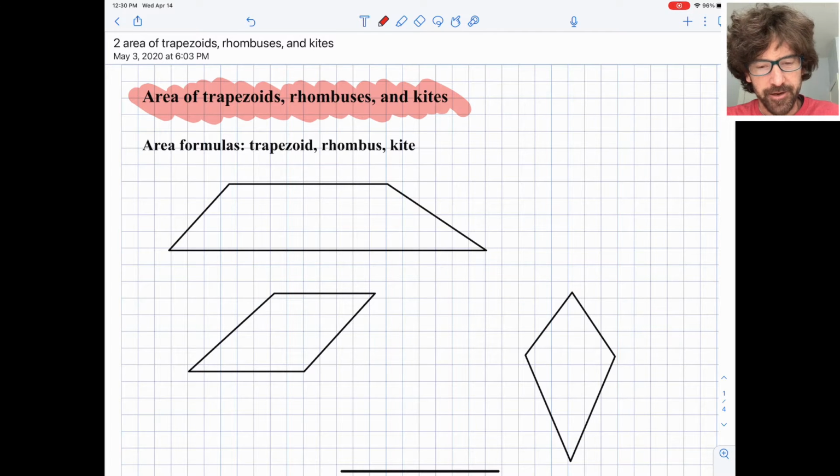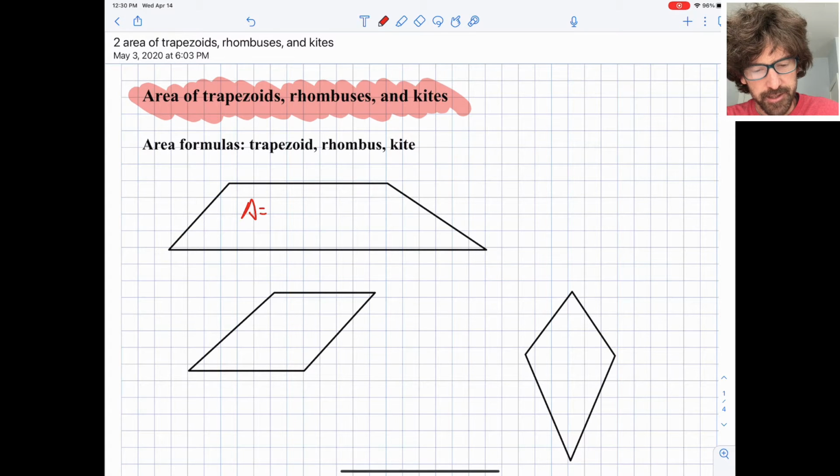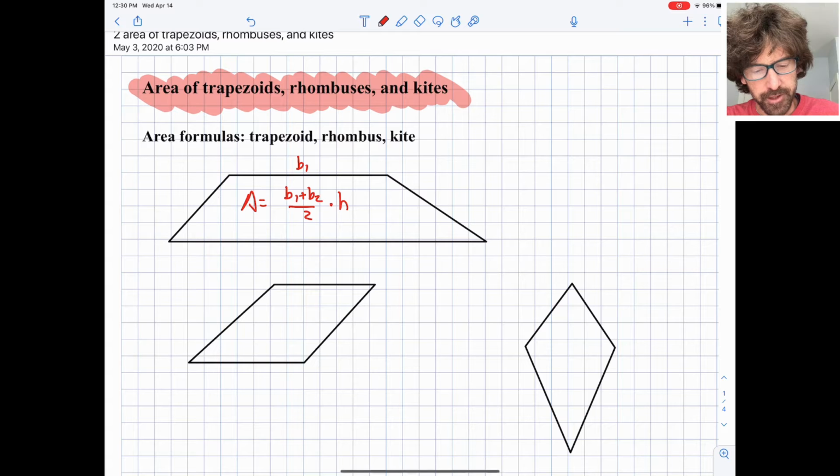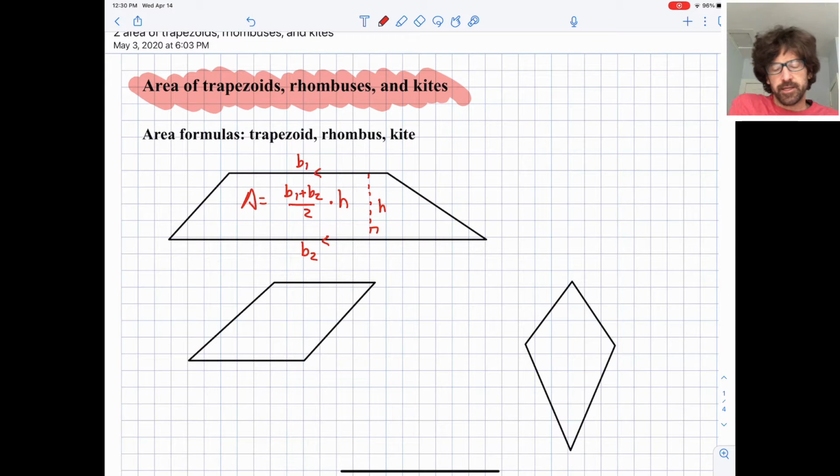All right, the area formula for a trapezoid is as follows. Area is base 1 plus base 2 divided by 2, and all of that times the height. Base 1 and base 2 refer to the two parallel sides of the trapezoid. It doesn't matter which is 1 and which is 2. And then the height is the perpendicular height, in other words, the perpendicular distance between the bases.